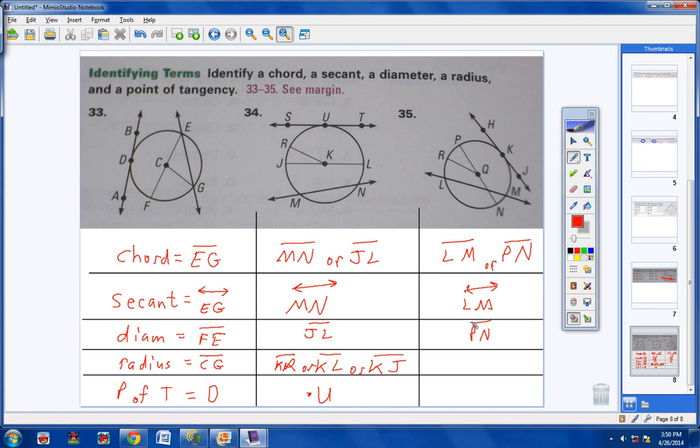And then lastly, we're dealing with the radius. I see quite a few radii. I see QR, that's one radius. I see QP, that's another radius. And I see QN, that's another radius. All of those are radii of the circle. And then a point of tangency. Here's a tangent line right here. Notice it hits the circle right here at K. And so the point of tangency would be point K. Okay? And that would be your point of tangency.